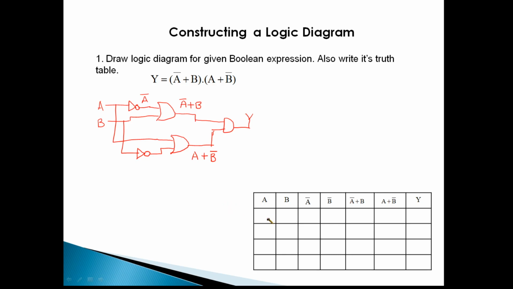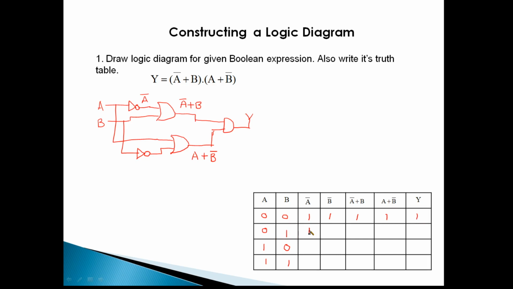Now there are two inputs and hence there are four combinations of inputs, 2 raised to 2, that means four combinations of inputs. And what are the combinations? 0 0, 0 1, then 1 0 and 1 1. For the first combination, A is 0, so A bar 1, B is 0, so B bar 1. A bar plus B, 1 plus 0 is 1. A plus B bar is 1, and product of these two, 1 into 1, 1.